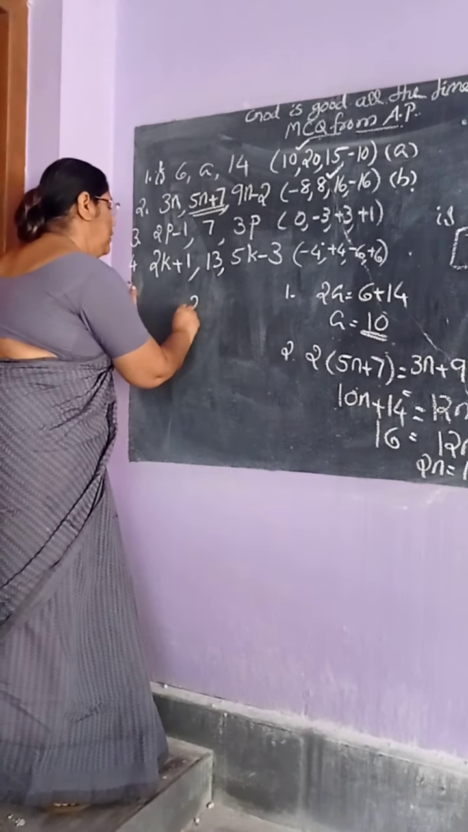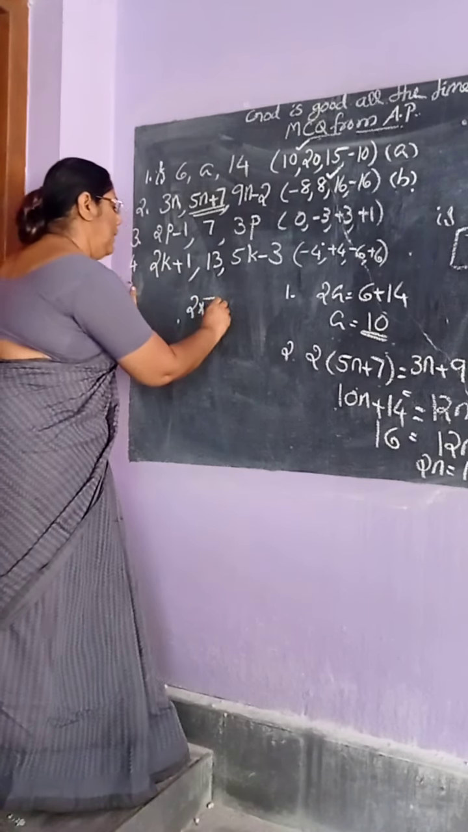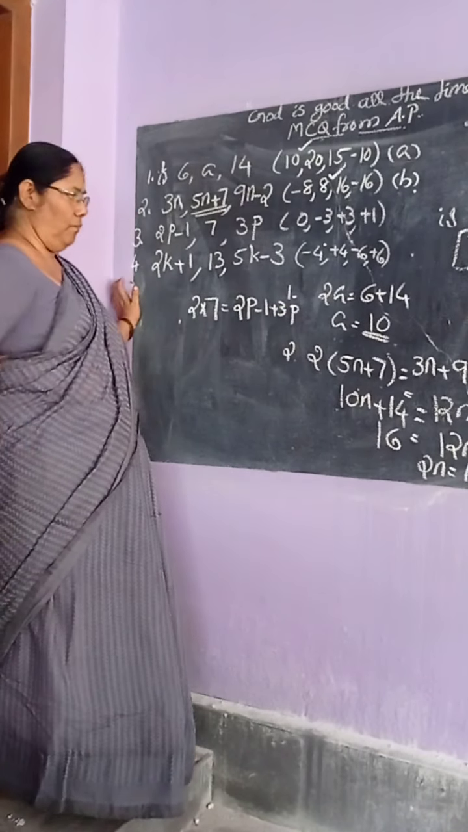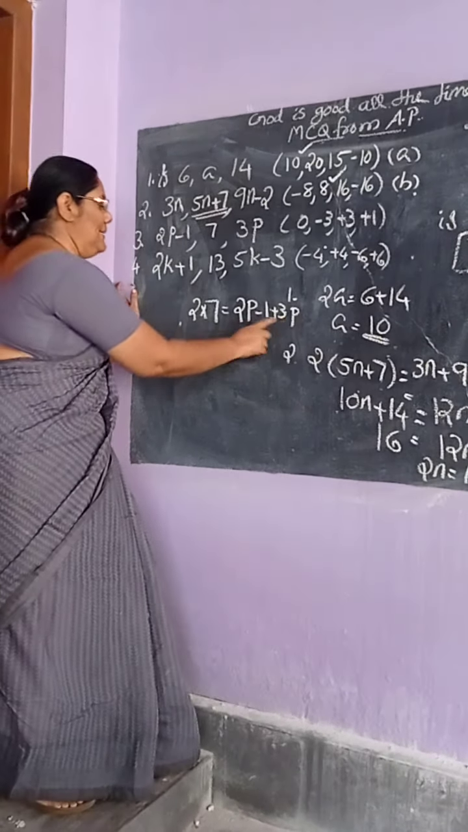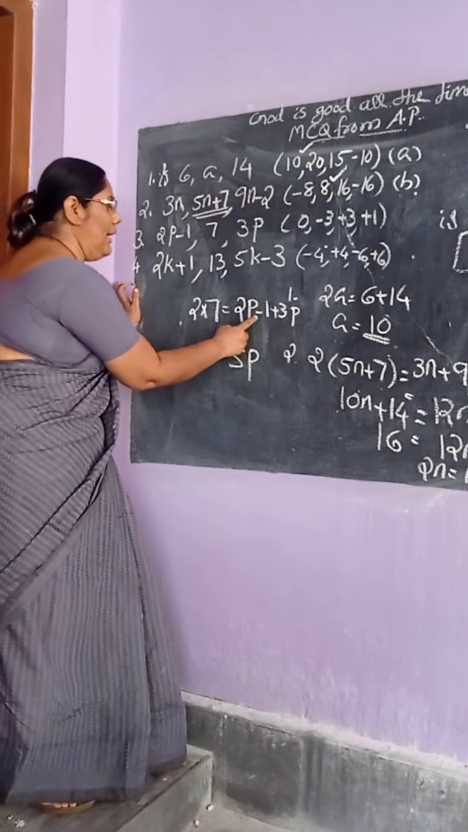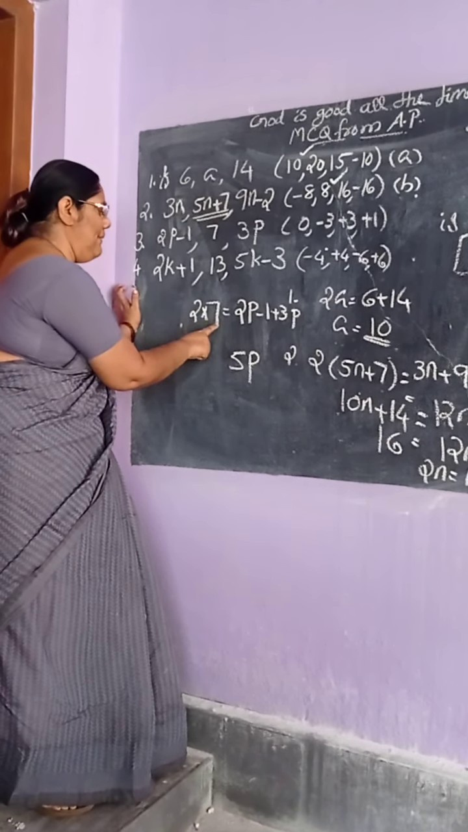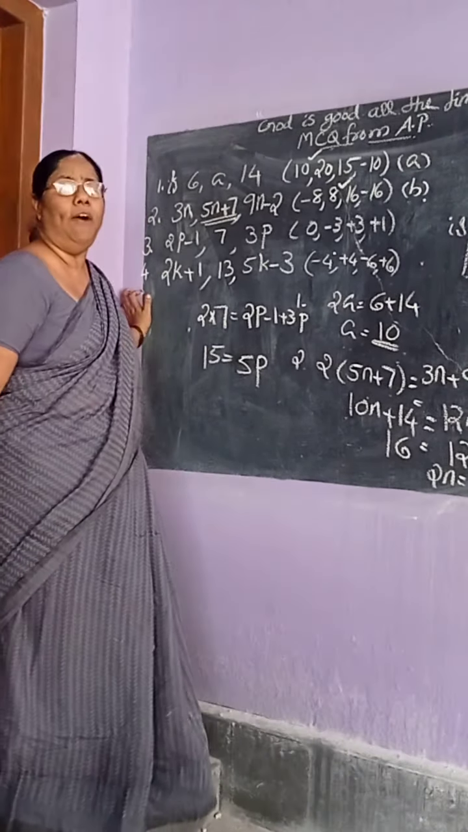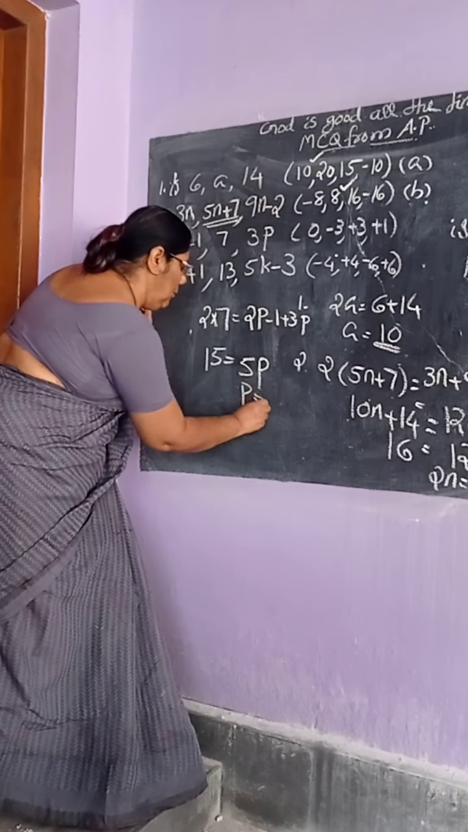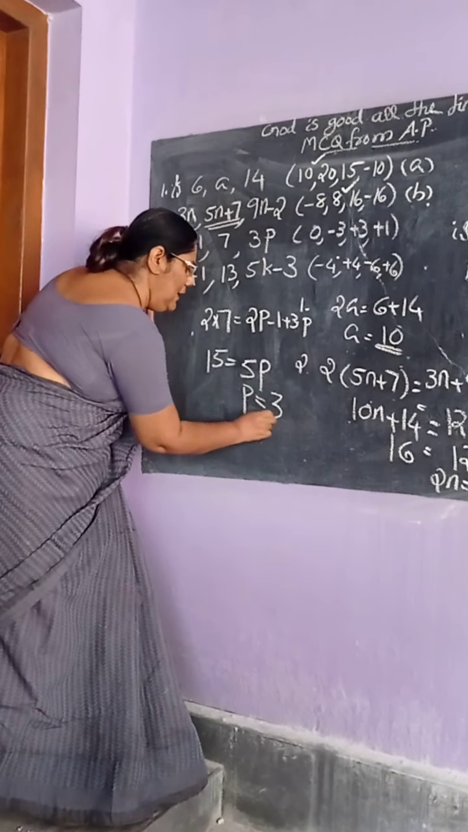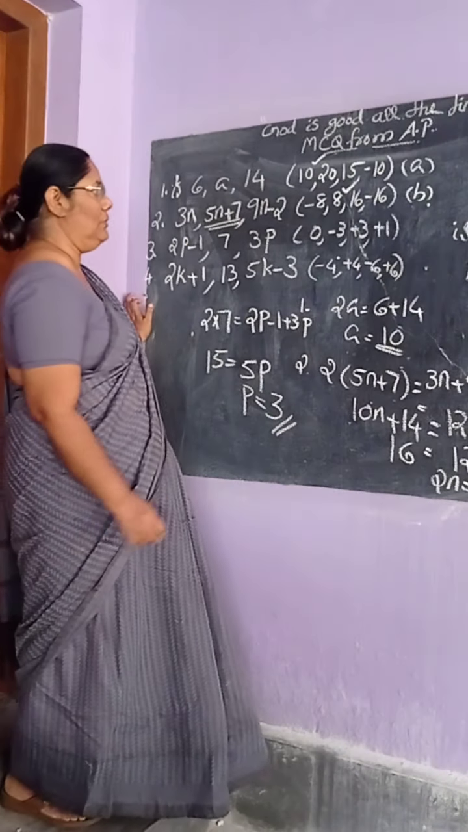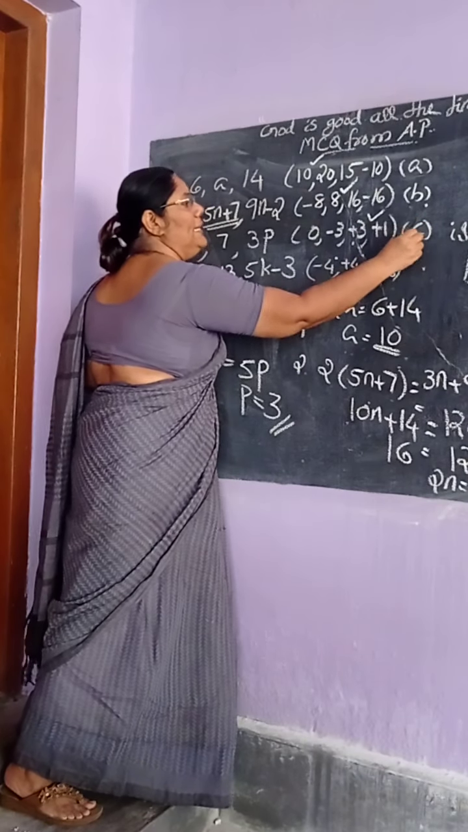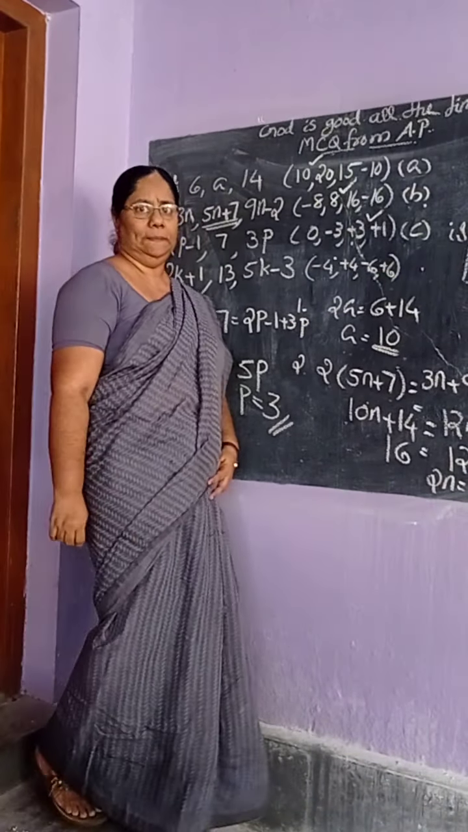2 into the middle term, 7, equal to 2p minus 1 plus 3p. Isn't it? That is 2p plus 3p, 5p. When you convert this minus 1 to the other side, 2 sevens are 14. 14 plus 1 gives 15 equal to 5p. From that, p is equal to 15 by 5. What is 15 by 5? p is equal to 3. Yes, p equal to 3 is here. Therefore, option C is the correct option.